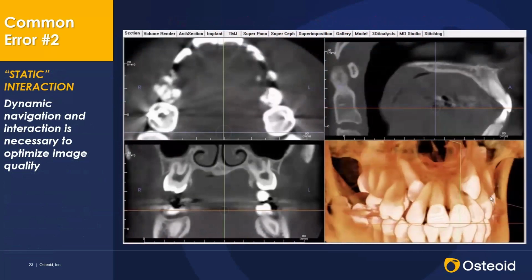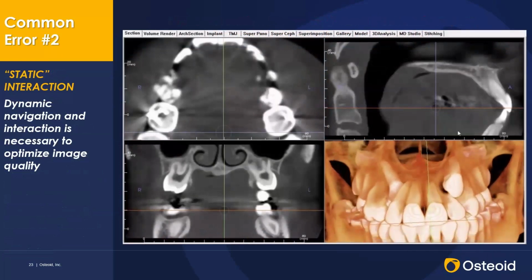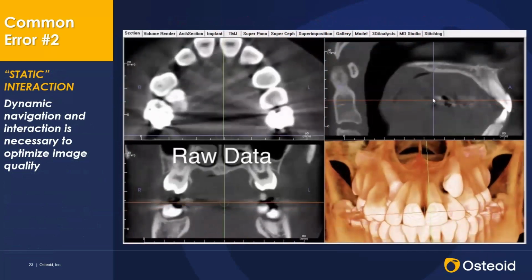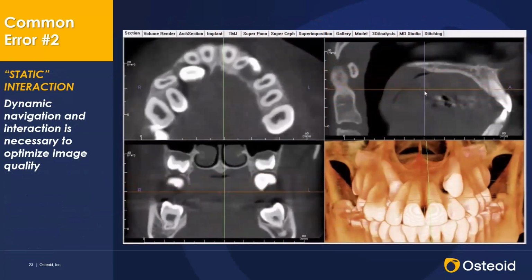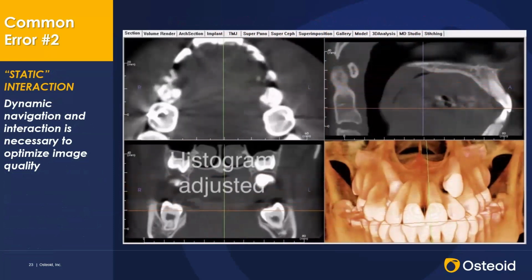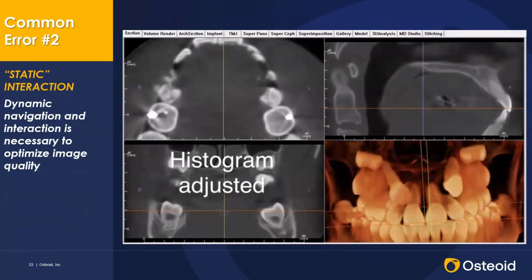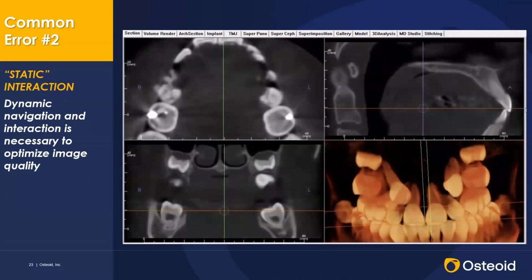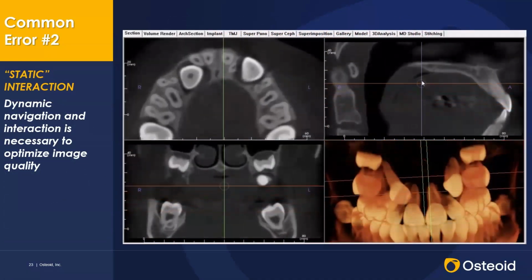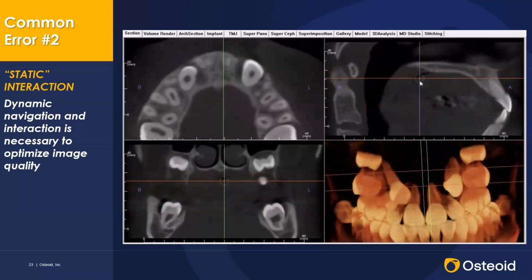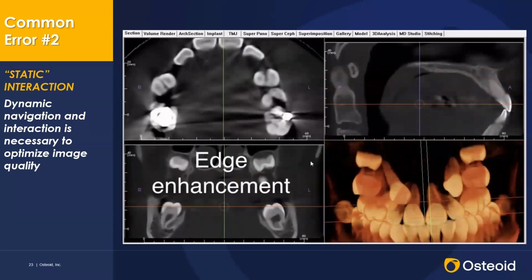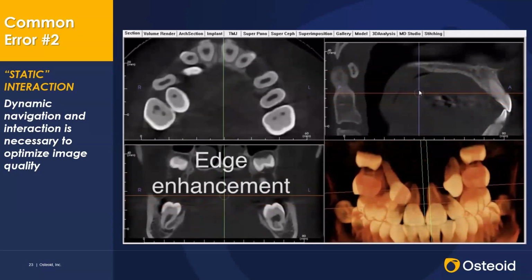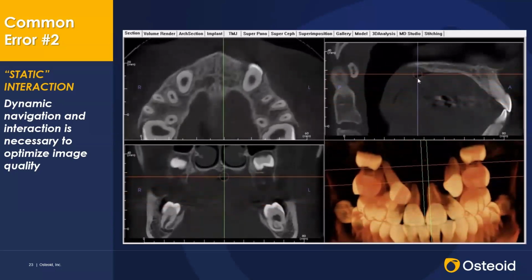The second common error is that many practitioners will not adjust the image. So this is an image of impacted teeth where the raw data shows certainly the impaction, but if there is some attention to detail where the contrast and brightness is adjusted, and then finally some degree of edge enhancement is performed, then we can get a much better image from which to diagnose.